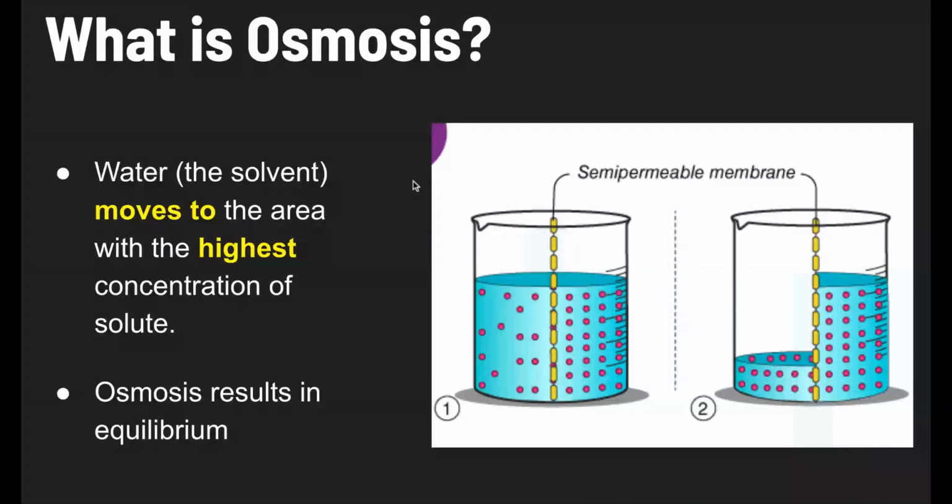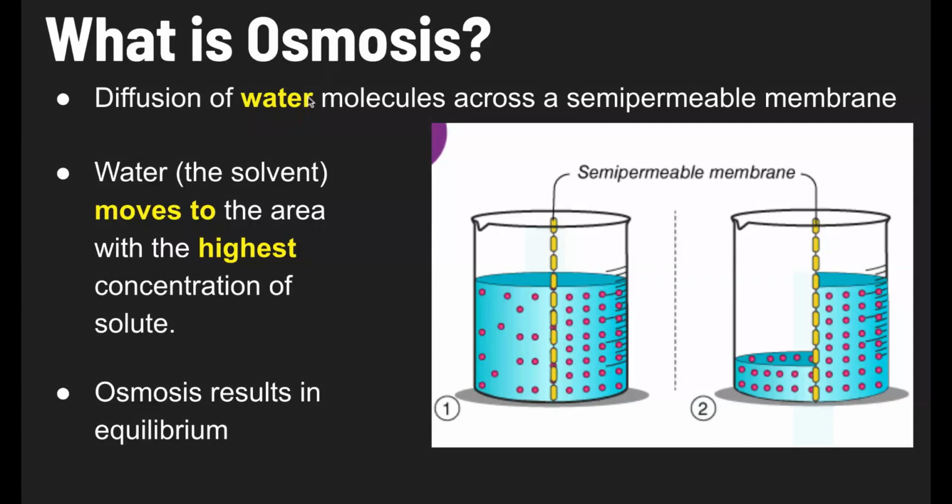So what happens in this case? Well, osmosis is going to happen now. Osmosis is the diffusion of specifically water molecules, just water molecules. Osmosis is the diffusion of water molecules across a semipermeable membrane. And here's what happens. The water, which again is a solvent, moves to the area with the highest concentration of solute. So whichever side has more of these red dots.